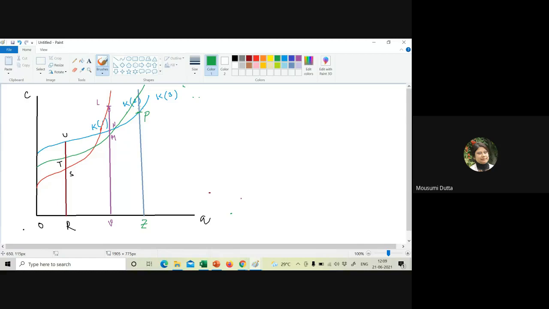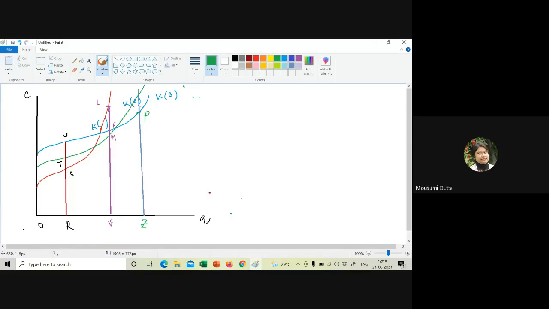For the OZ level of output, ZP is the minimum cost, or plant 3 is giving me the minimum cost. So once I understand that for OZ I have to use this plant size, then the cost I have to bear for this plant size comes as a fixed cost. So essentially, I am going for the short run analysis. Whenever I am picking a particular plant size among many, I am in the short run. And when I am selecting from many, that discussion essentially relates to the long run.